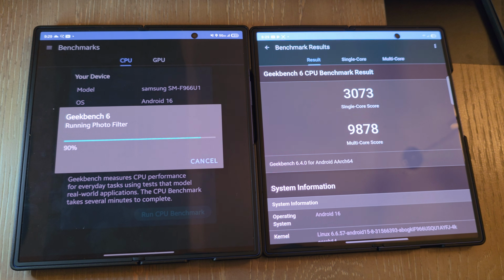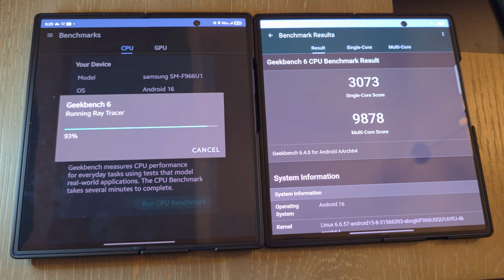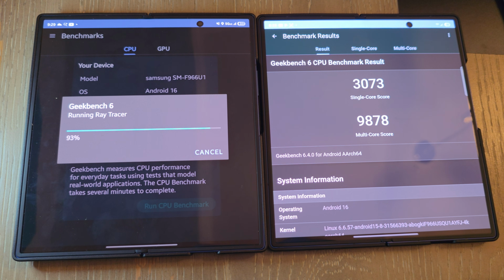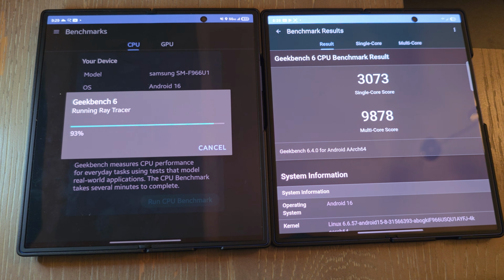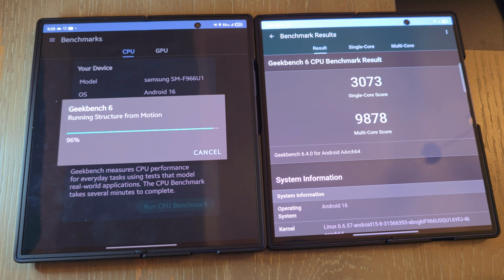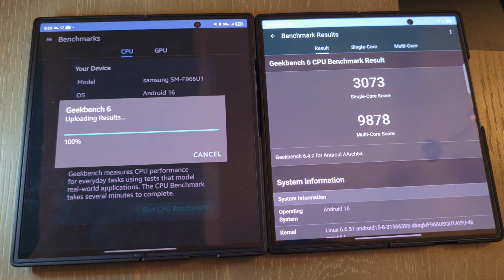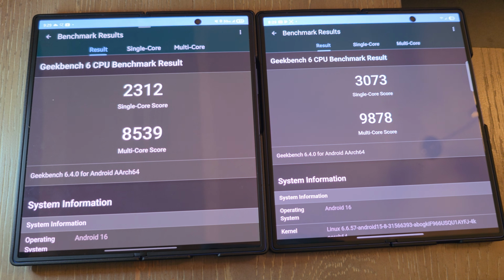Okay, so we have the 16 gig, 1 terabyte Z Fold 7 on the right, and on the left, we have the 512, 12 gigabyte Z Fold 7. I ran the benchmarks. The benchmarks are already done. On the right-hand side, the 1 terabyte with the 16 gigs. And now we're gonna have the left complete, and we're gonna see the difference.